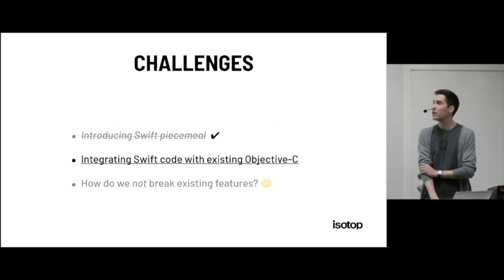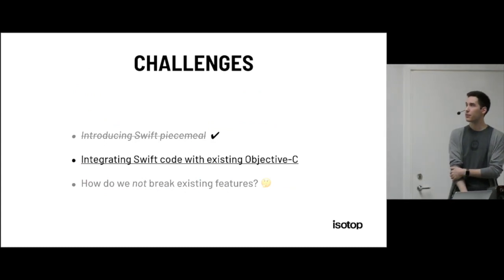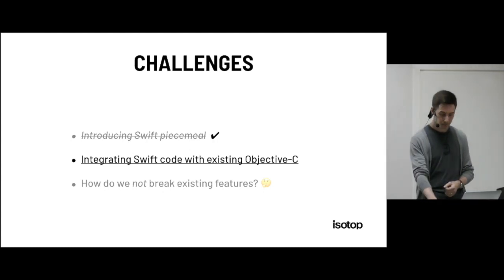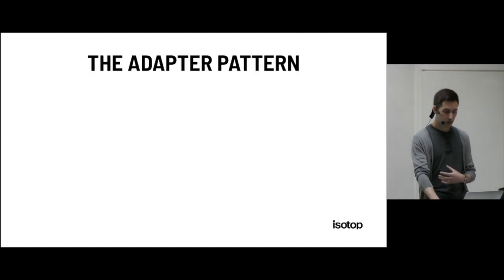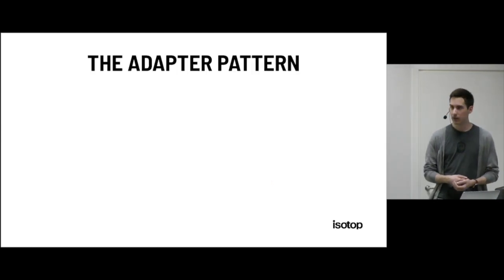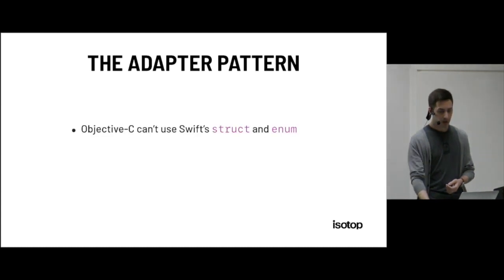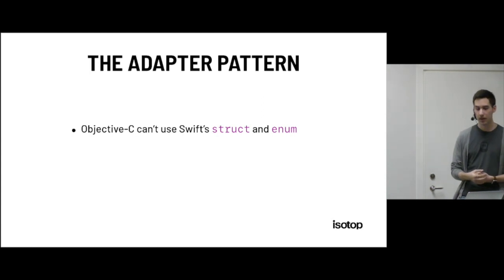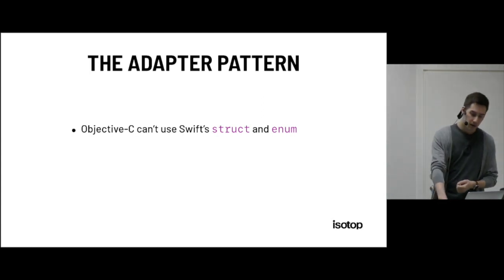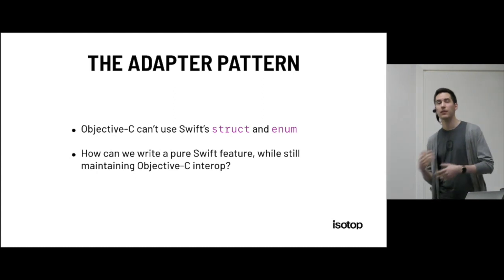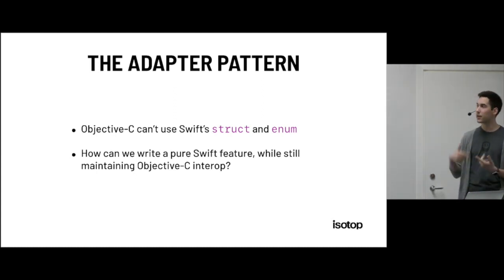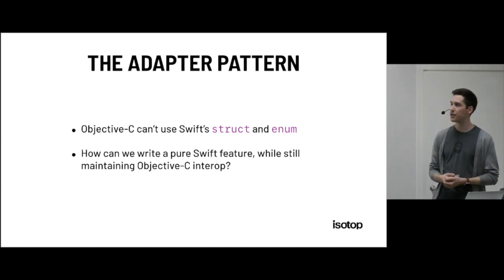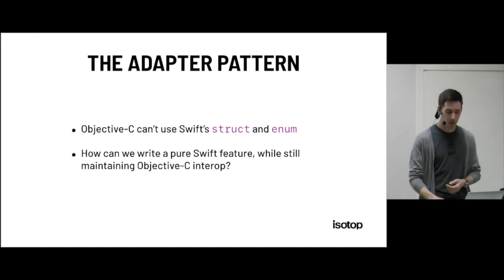And this brings me into the second of our three challenges, and that is integrating Swift code with existing Objective-C. So I'm going to talk a little bit about something called the adapter pattern. As I'm sure many of you know, Objective-C can't use Swift struct and enum constructs. So that means if we write a Swift class that we want to use from Objective-C, we can't use any of those nice features. So how can we write a pure Swift feature while still maintaining Objective-C interoperability?